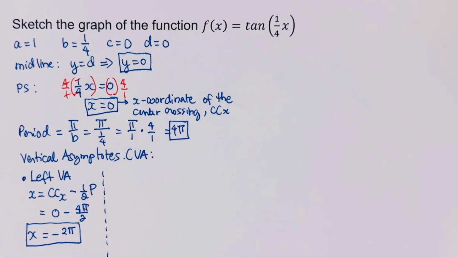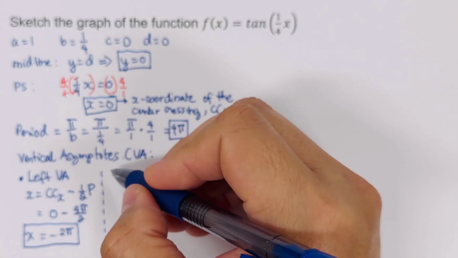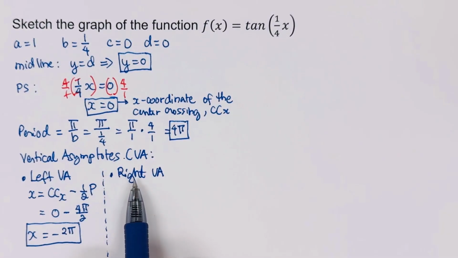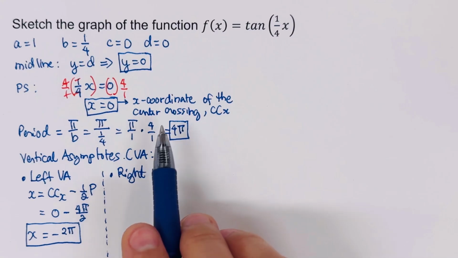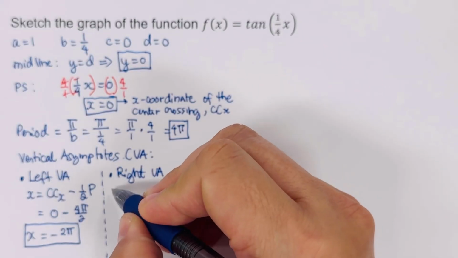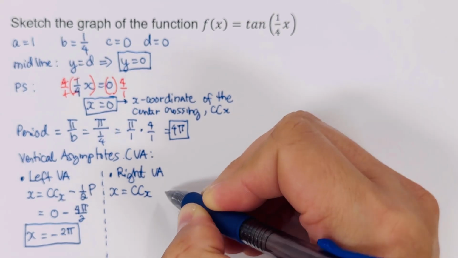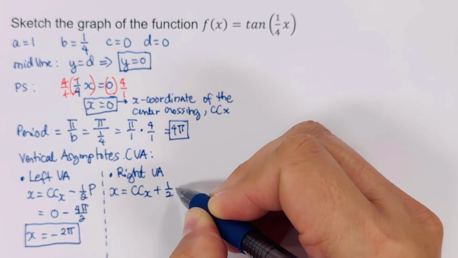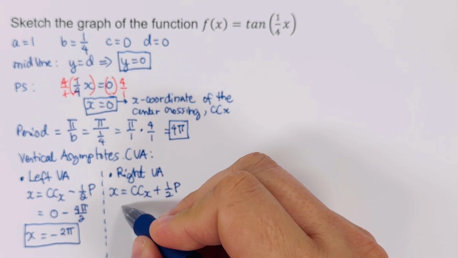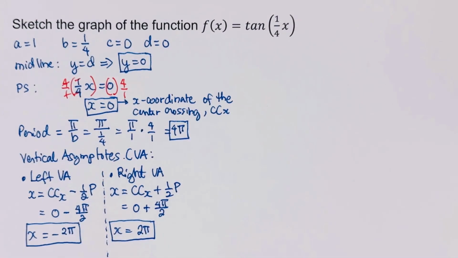Now let's determine the right vertical asymptote. This right vertical asymptote is the asymptote that is located to the right of the center crossing. The formula for this would be x equals the x coordinate of the center crossing plus half of the period. So we're going to plug in the values. The equation of the right vertical asymptote is x equals 2 pi.